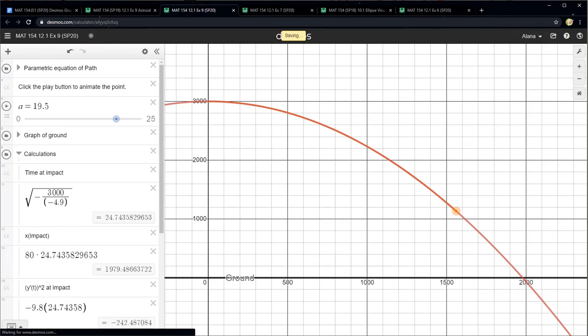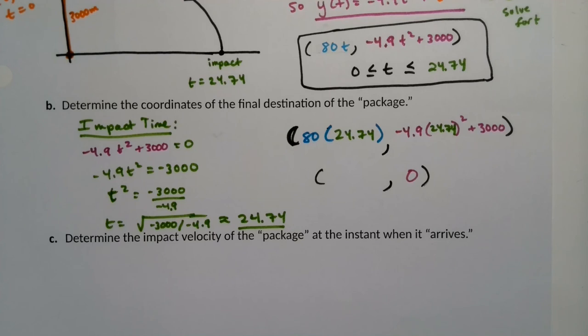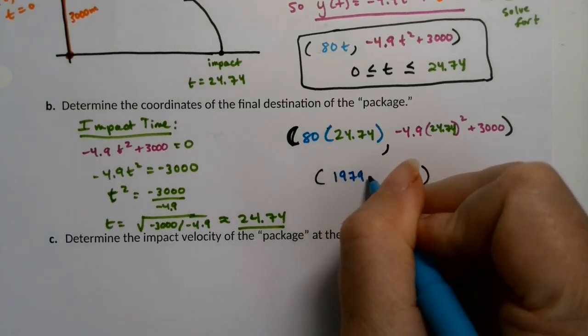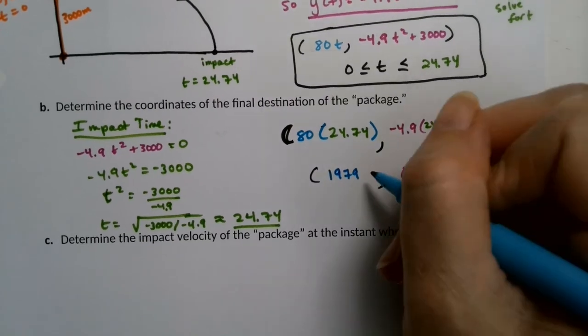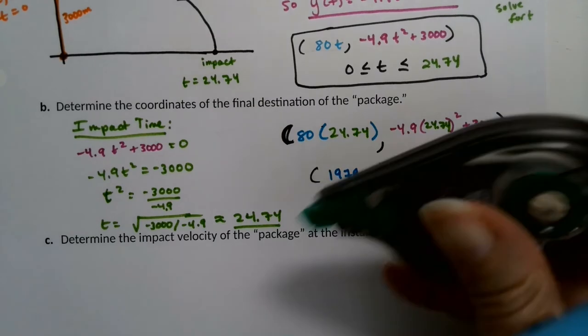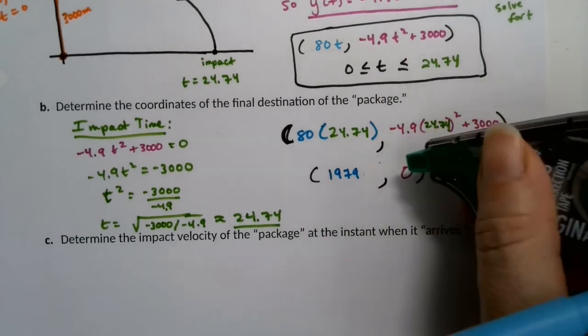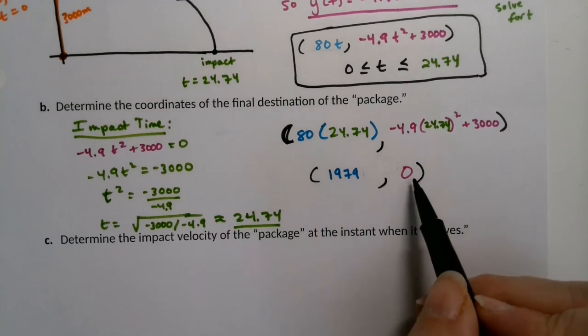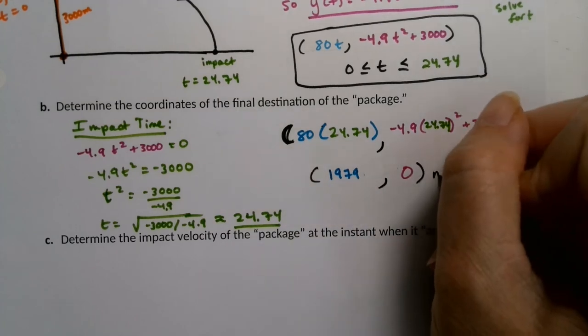All right, so I'll write that down. So this is 1979. Now, what would this be? Well, x is in meters, right? Actually, I can put that after the whole thing because technically both of them are in meters. X and Y are horizontal and vertical distance displacement. So these are both in meters.